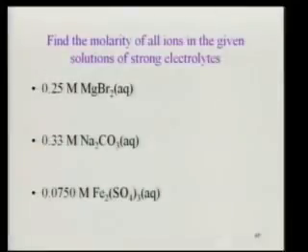All right, so without looking, figure this out. It says find the molarity of all ions in the given solutions of strong electrolytes. That means, strong electrolyte means they dissolve completely. They completely separate from each other. Okay? MgBr2, what are your 2 ions present? Magnesium and bromide. What is your concentration of magnesium? 0.25. What's your bromide ion concentration?